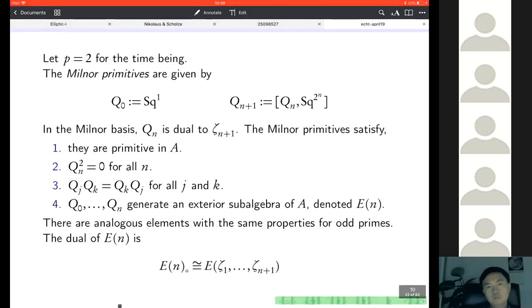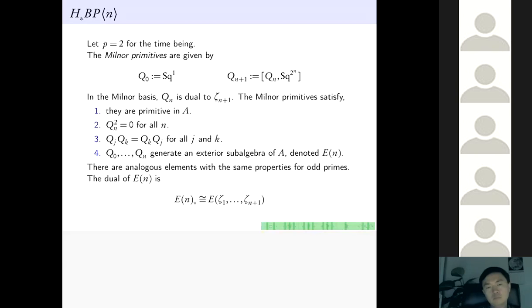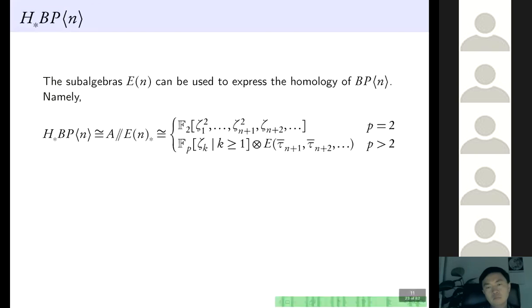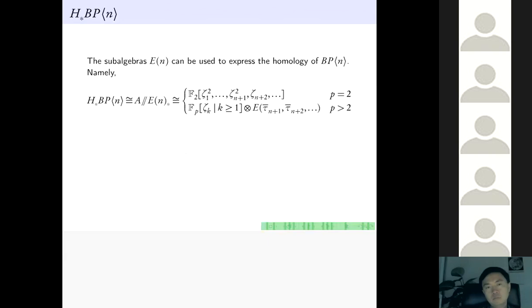I should also mention that the subalgebra En is a subalgebra of the Steenrod algebra. So its quotient will be a quotient of the dual Steenrod algebra, and it's going to be also an exterior algebra on primitive generators, and it's given as an exterior algebra over the zetas. Okay. So now the main reason to bring these up is that you can describe the homology of BPN using these subalgebras. In particular, one can show that the homology of BPN is isomorphic to A mod mod En dual. And then if you explicitly compute what that is, say when the prime is 2, you're going to get a polynomial algebra on the squares of zeta 1 through zeta n plus 1, and then also zeta n plus 2, zeta n plus 3, and so on.